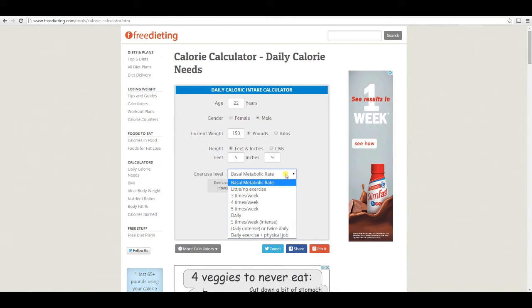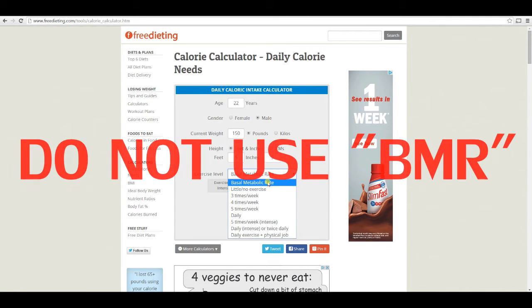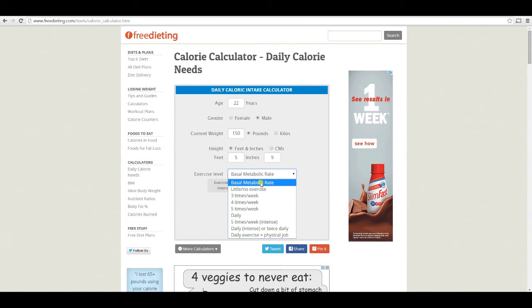And then you're going to put your exercise level. So absolutely do not leave it on basal metabolic rate. This will be an extremely low number, and you will probably look at the screen with complete disgust because you will think that you need to be eating at this number, which is completely wrong. So no, you do not click metabolic rate. You will pick any of these options here.